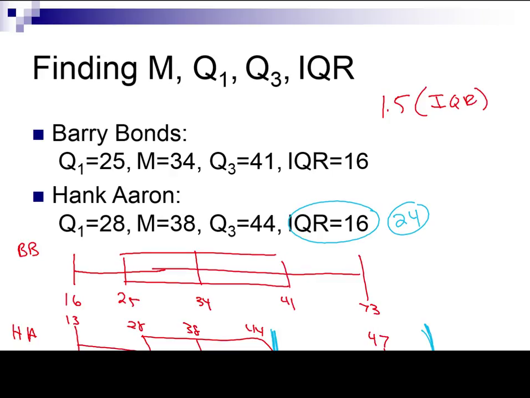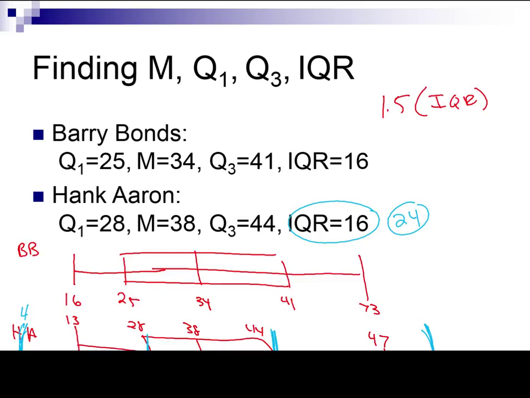Now let's go over here to quartile 1. I'm going to go 24 units in that direction. So what's 28 minus 24? 4, isn't it? So this number would go all the way down here to 4. Are there any outliers on this side? No, so Hank Aaron's data is legit. That is some good data. We can make decisions off of that if we wanted to.